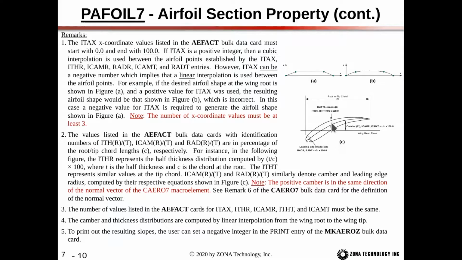Positive camber here is based on the normal vector of the C07 macro element using the root edge and then the leading edge, which basically means as long as you follow the convention where the root side of the C07 is the left-hand side and then the tip side in the definition is the right-hand side, then positive camber would be up. So that is why we tell you always specify the root side is the left-hand side and the tip side is the right-hand side.